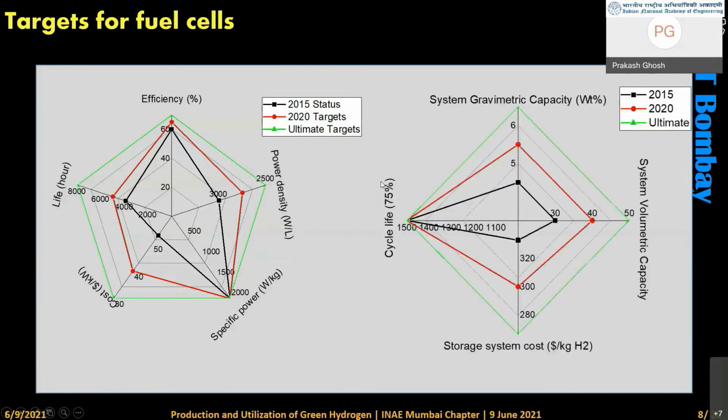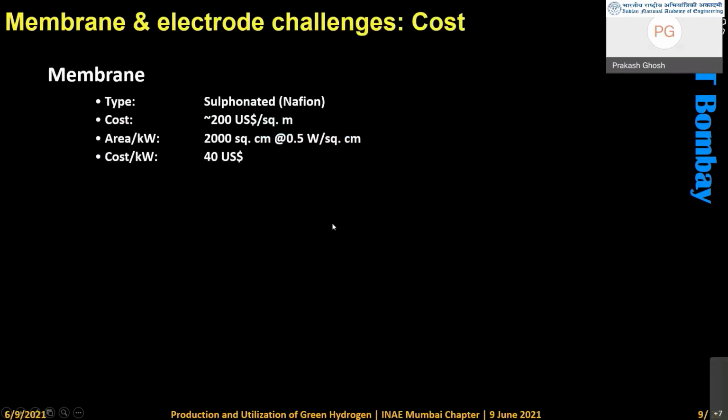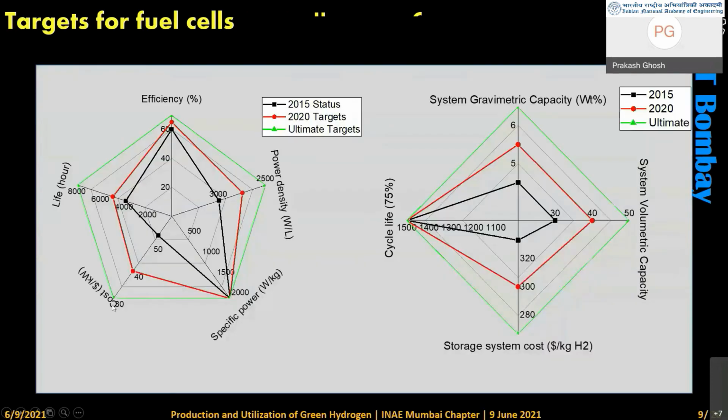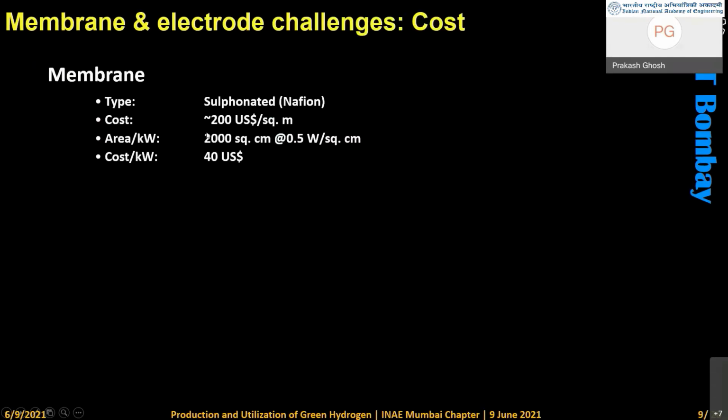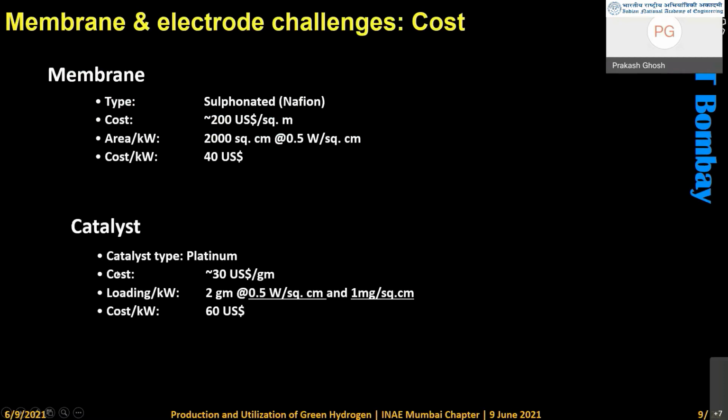The other one is energy storage, which I'm skipping at this point of time. Now I want to discuss only the membrane. As we have seen earlier, for the total system cost, what we talked about is only $30 per kilowatt. Now if you go for the conventional Nafion membrane, take the cost of Nafion membrane at a particular rate, and see the total area you need for a 1 kilowatt system, you come out with $40 only for the membrane. Then the catalyst is the other one, where with similar calculations you find that per kilowatt you need $60 only for the catalyst. So membrane and catalyst alone contribute $100 at present.